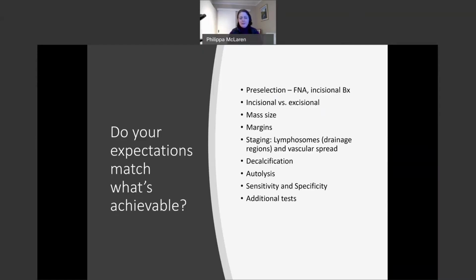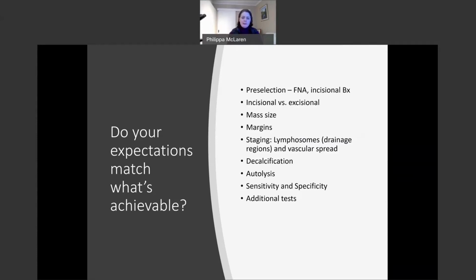The first thing to consider when you're submitting for histopathology is to make sure that your expectations match what is actually achievable. There's a lot to be gained from choosing the right technique in analyzing a mass or a lesion. It's important to consider whether cytology or histology is more appropriate, whether it's appropriate at all for that tissue, and whether it will make a difference to your treatment and management of the case. You might choose an incisional biopsy or an excisional biopsy, and you'll want to consider the mass size and appearance and the surgical responses to that as you plan your margins and stage the further treatment.